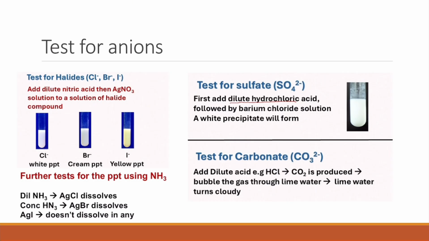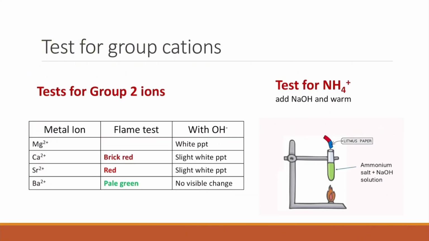Test for carbonate: if you add any dilute acid like hydrochloric acid, carbon dioxide will be produced, and then if you bubble this gas through lime water, the lime water will turn cloudy. So this is a known test for carbonate and for carbon dioxide.